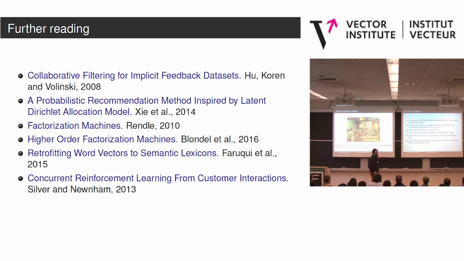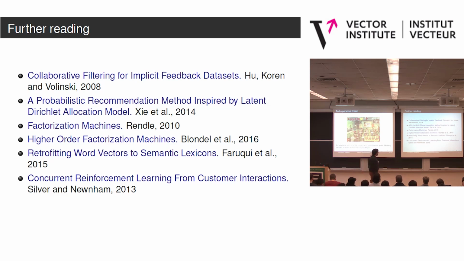The second one is something that I am playing with lately. I am trying to implement this using Stan just to see what happens. It's using Dirichlet allocation for topic modeling, and then a variant of that. Then the factorization machines paper by Rendell, and the higher order factorization machines by Blondel et al. The first one is theoretical, the second one is more practical. They try to show you how to do that efficiently.